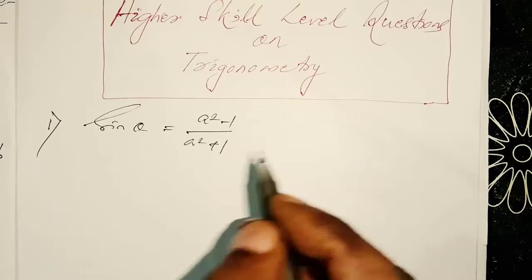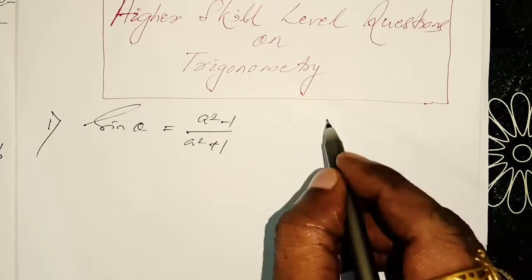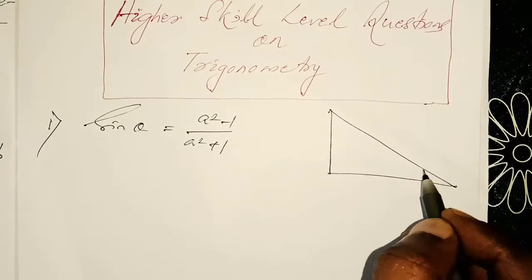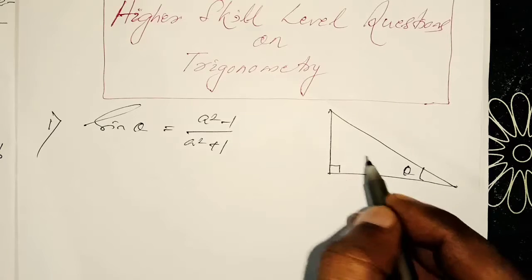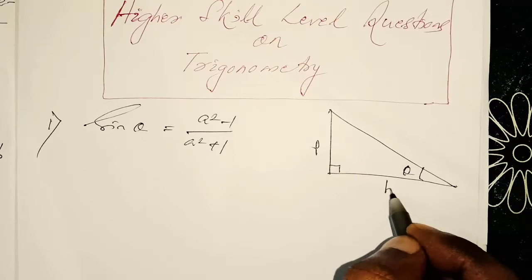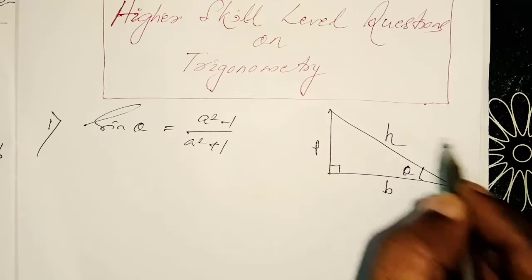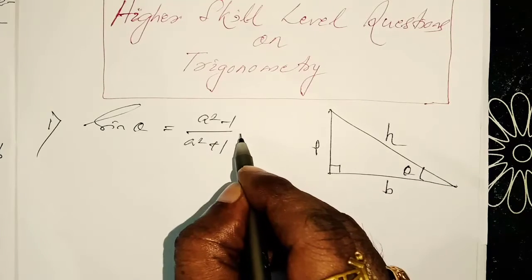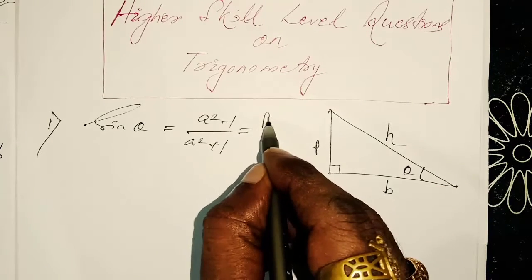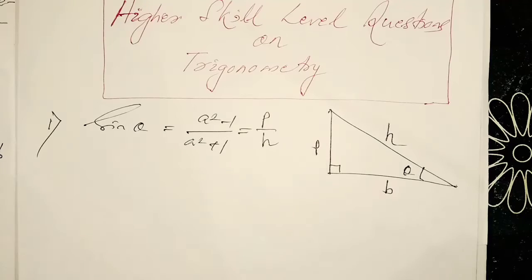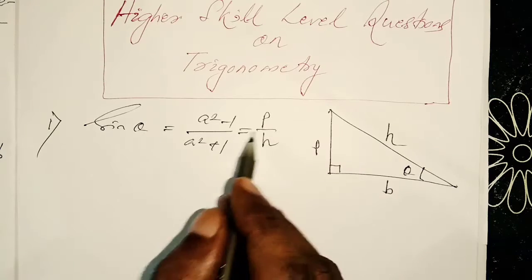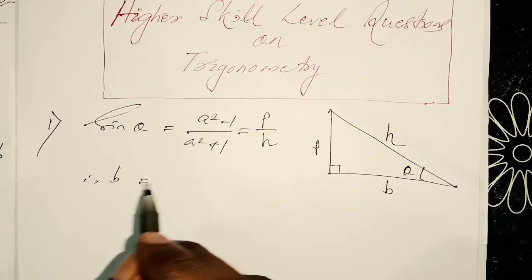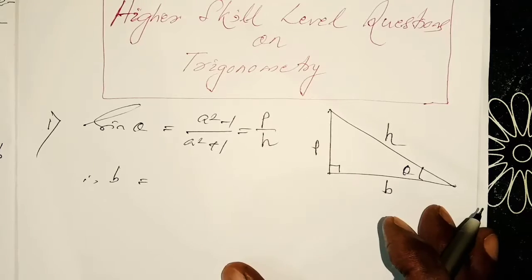As you know, you draw one right angled triangle. This angle is theta, I am explaining. This is perpendicular, this is base, and this one is hypotenuse. Okay, what is the sin theta formula? As you know, sin theta is P by H, perpendicular by hypotenuse. So from here, you can get the base. For a right angled triangle, how much will the base be?